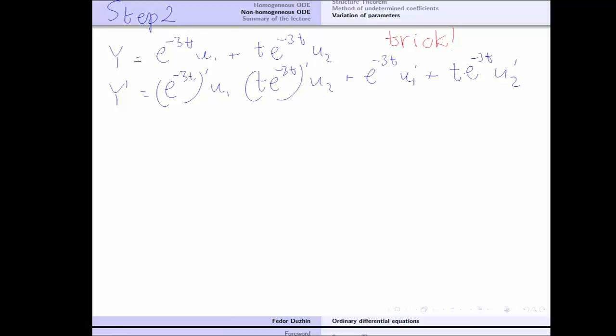The idea is that in order to simplify everything, we are going to claim that this is going to be 0. We're going to require that this is 0. Okay? So in other words, we are not looking for just a random u1 and u2, but we want to look for a particular nice combination of u1 and u2 so that this part is 0. Because if this part is 0, it means that our computation simplifies tremendously, right? We do not have to differentiate it again.